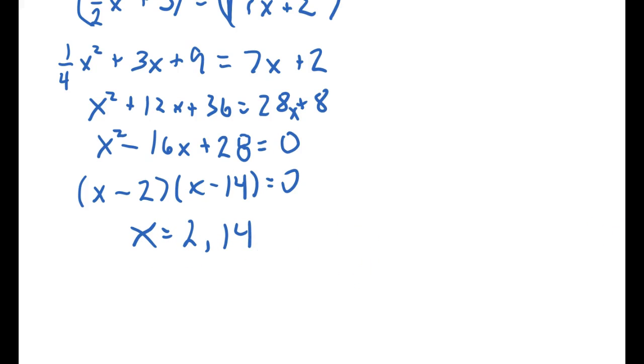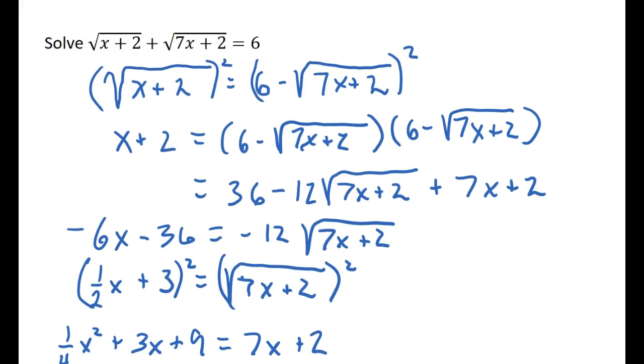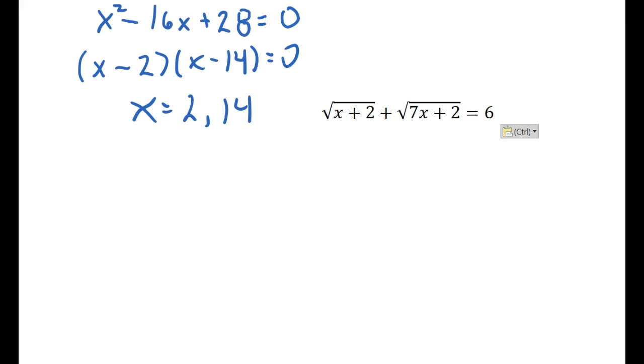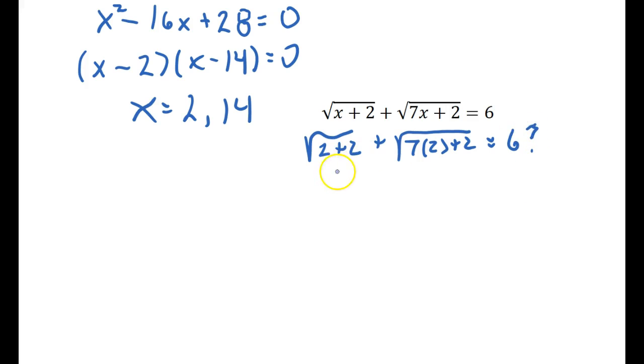Now we need to check both of these in the original problem. Okay, so hang on, I'm going to pause this, copy and paste. Okay, so I've pasted it here for us, and I'm going to try out 2. So is the square root of 2 plus 2 plus the square root of 7 times 2 plus 2 equal to 6? Let's see. Okay, that's going to be the square root of 4, which is 2. 14 plus 2 is 16. So that's 2 plus 4. Yes, that works.